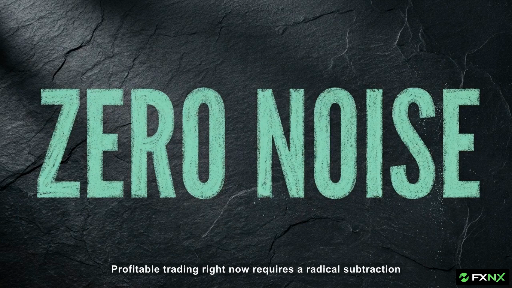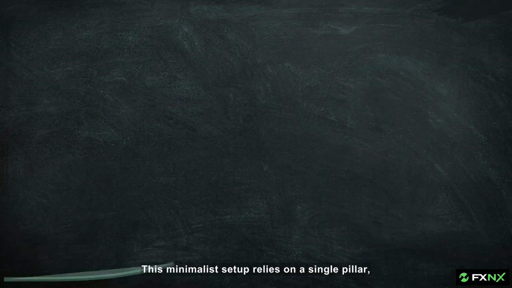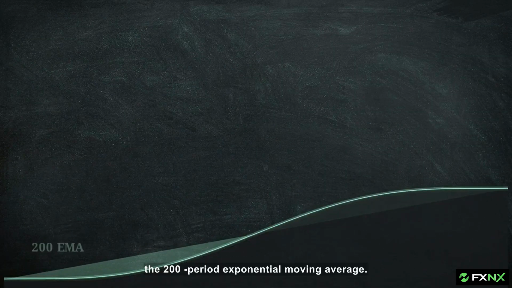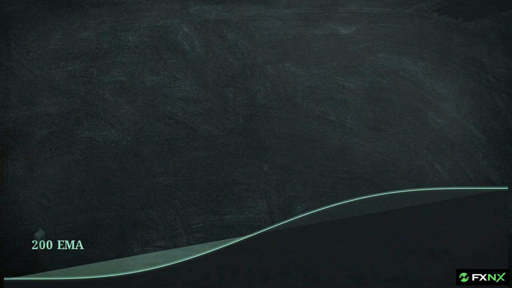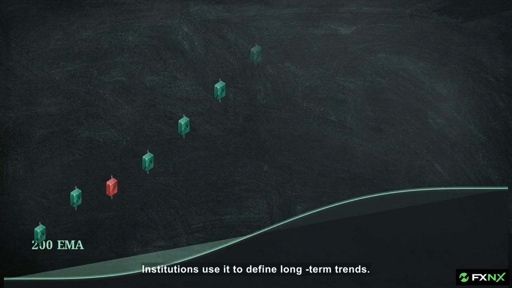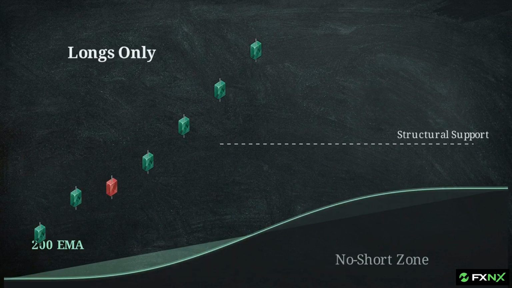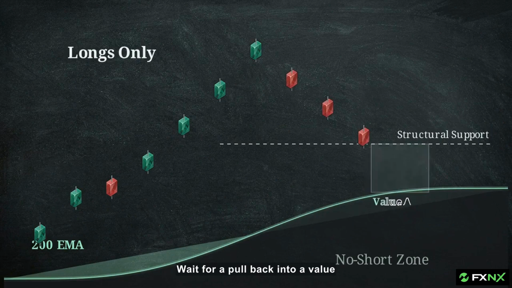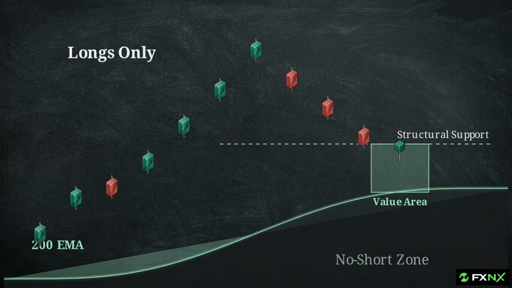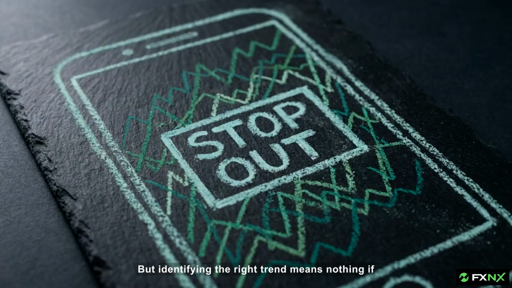Profitable trading right now requires a radical subtraction of data. This minimalist setup relies on a single pillar, the 200-period exponential moving average. Institutions use it to define long-term trends. If price is above the EMA, look for longs. Wait for a pullback into a value area, the sweet spot between the EMA and structural support. But identifying the right trend means nothing if your stop gets clipped by random noise.